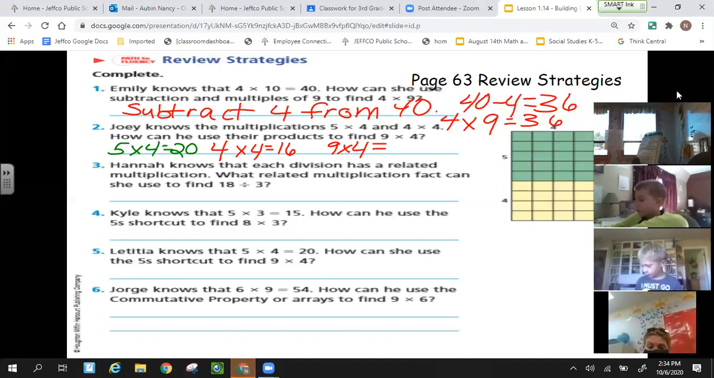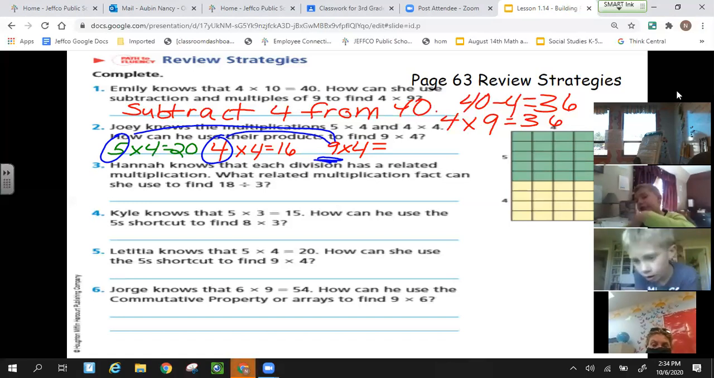That's a thinker. What do you notice about 5 times 4 and 4 times 4 and the relationship it has with 9 times 4? Or even more importantly, what do 5 and 4 have in common with 9? When you think you know, raise your hand. I see 1, 2, 3 people, 4. What do 5 and 4 have in common with 9?